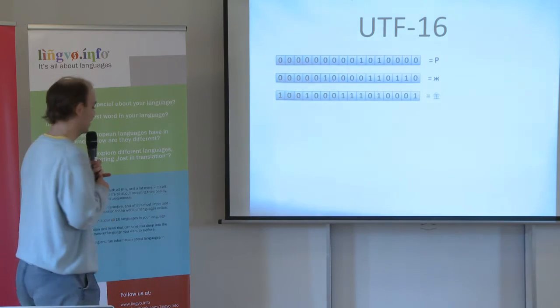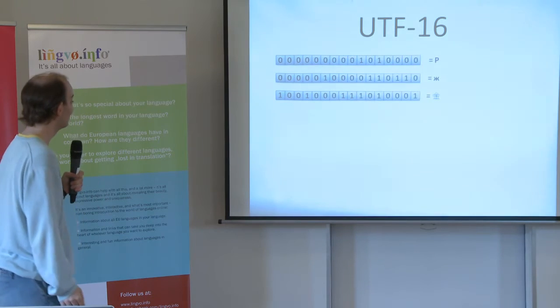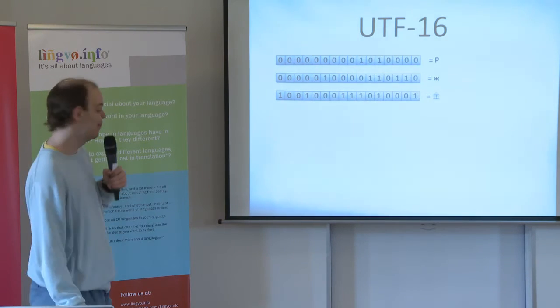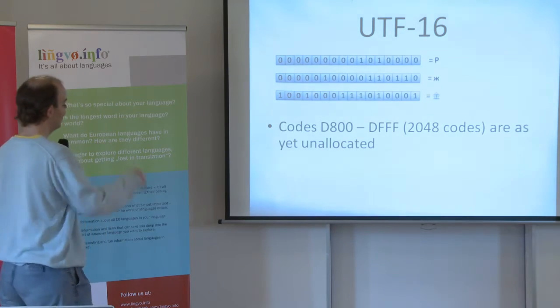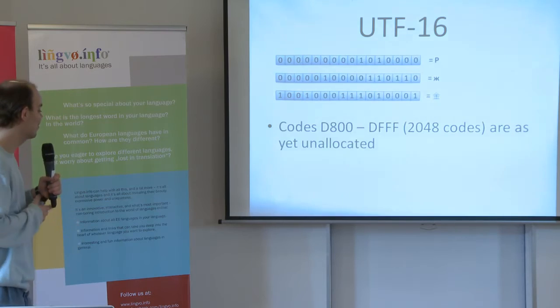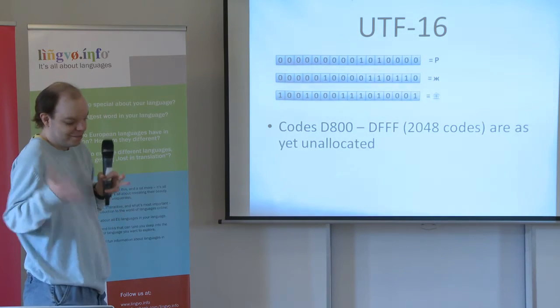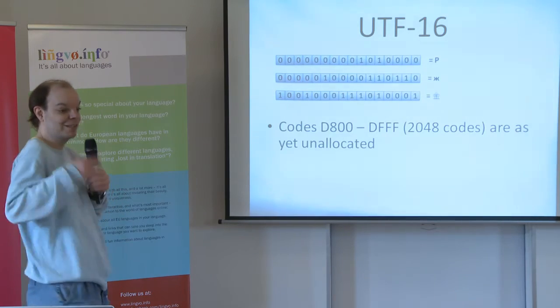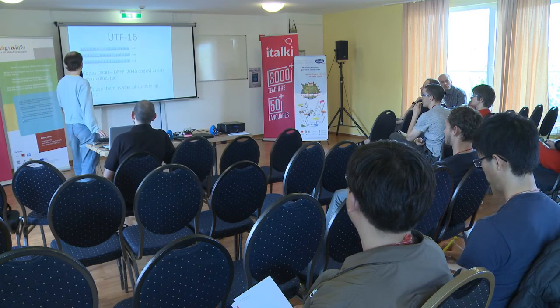So they came up with UTF-16. The idea in UTF-16 is, well, we've already got these 16-bit codes. Let's just keep them. And there are a few codes, namely the codes between D800 and DFFF. This is hexadecimal, which is 2048 different codes. They are as yet unused, so they do not mean anything yet, so we can give them a new meaning. So let's use them as special combining codes, and here's how that works.